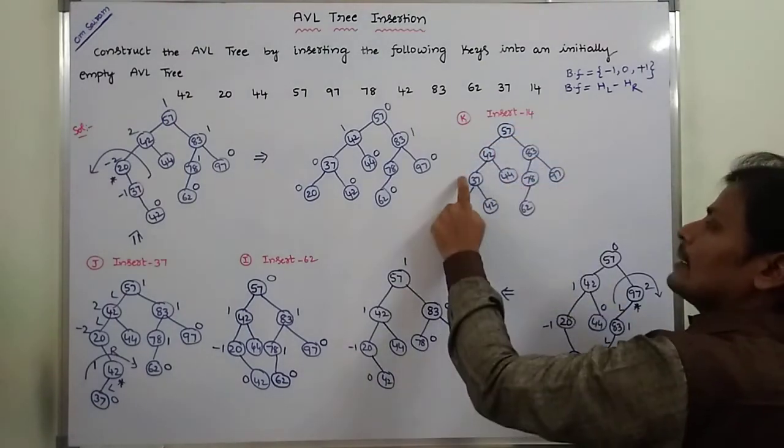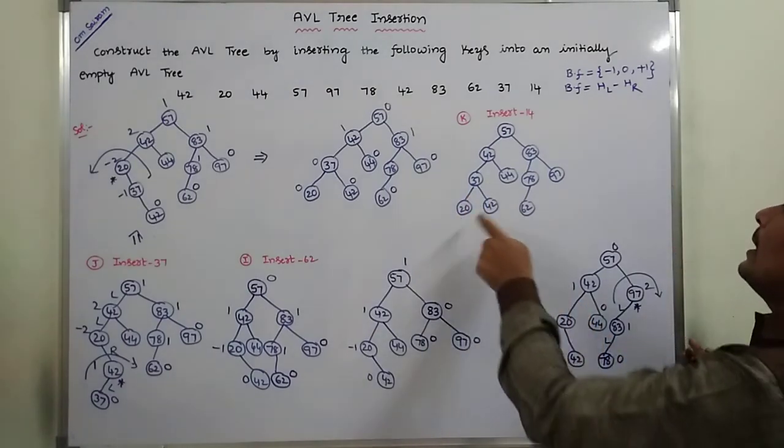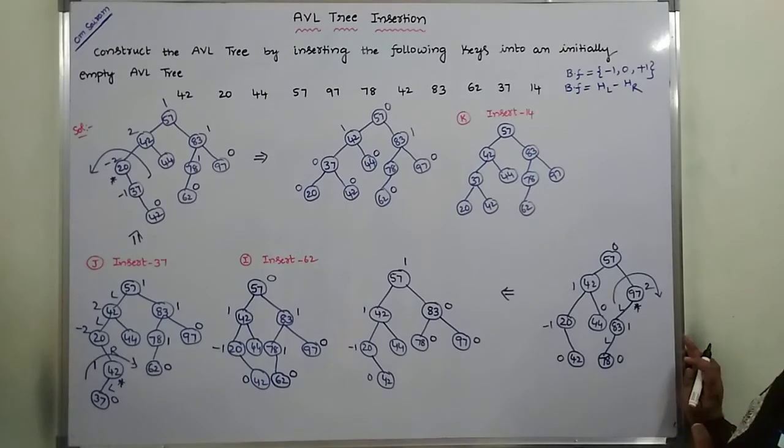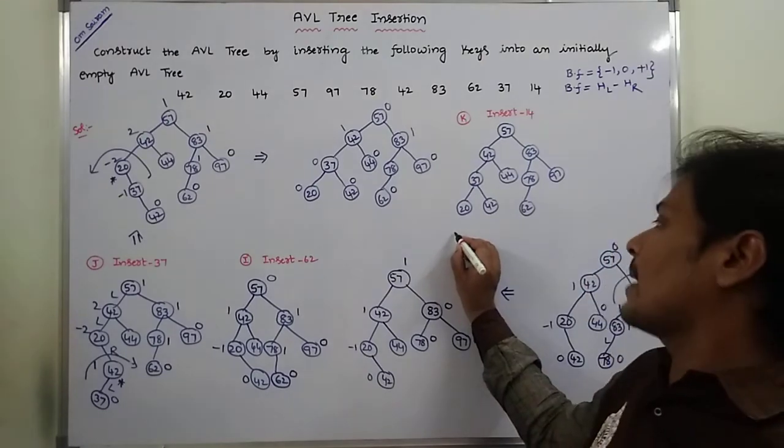14 is less than 37. Go to the left subtree. Here 20 is there. 20 is compared with 14. So 14 is less than 20. Now go to the left subtree. Now the left subtree is empty.